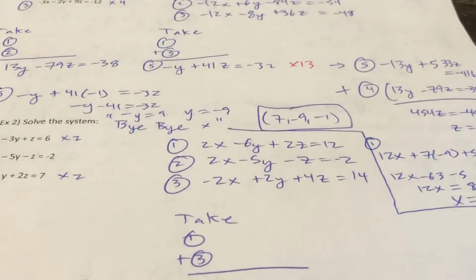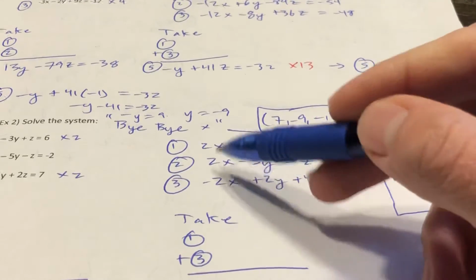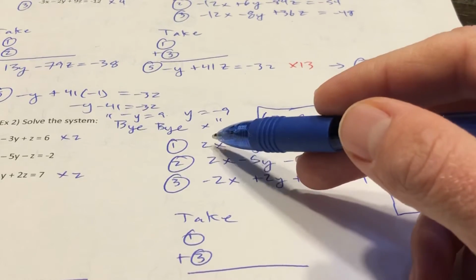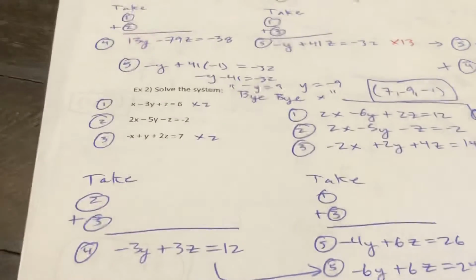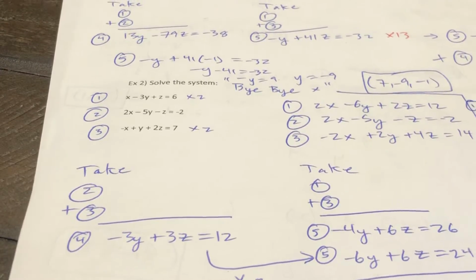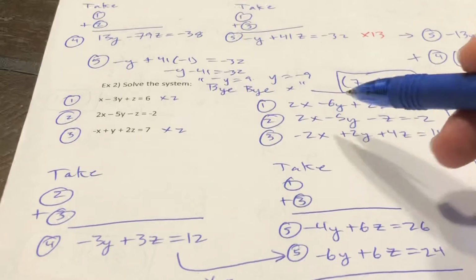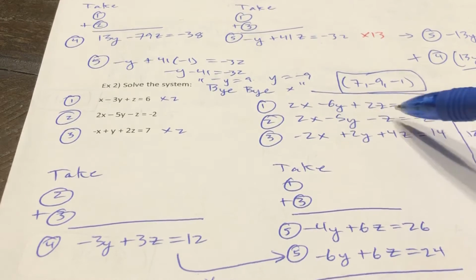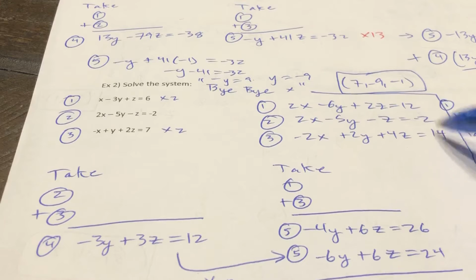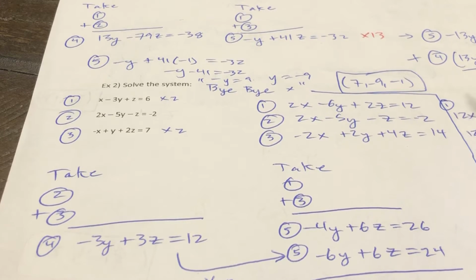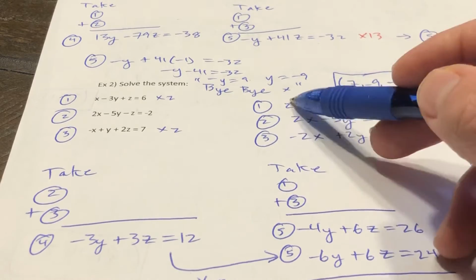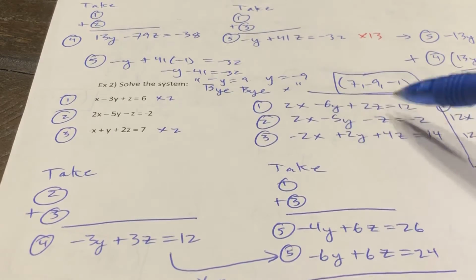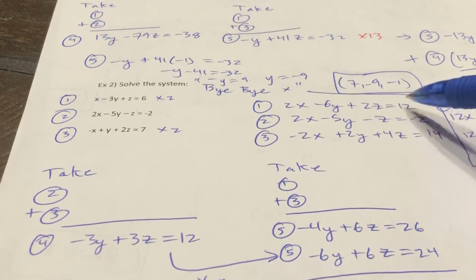Here's what I got. I'm going to put equation 1 and 3 together, and I'm going to put equation 2 and 3 together, both of them through addition. I don't want to subtract. So when I add equation 2 and 3 together, I get negative 3y plus 3z is equal to 12. I could divide that all by 3 if I wanted to, but let's see what happens. Then I'm going to take equation 1 and 3 and add them together. Negative 4y plus 6z is equal to 26.